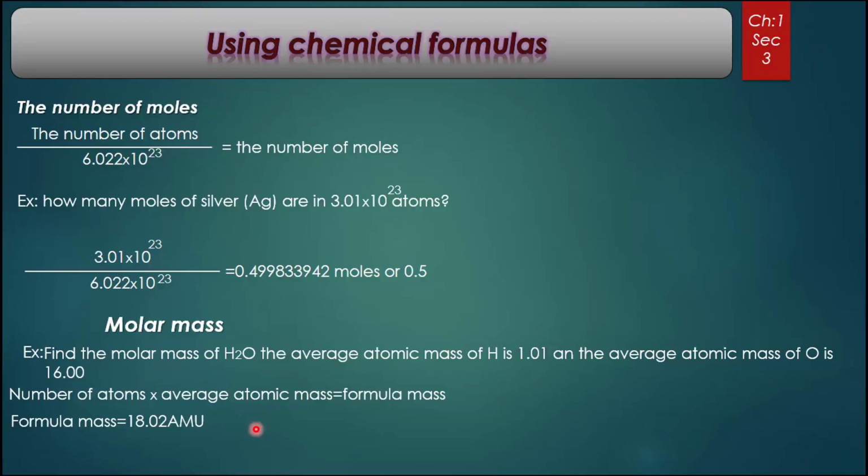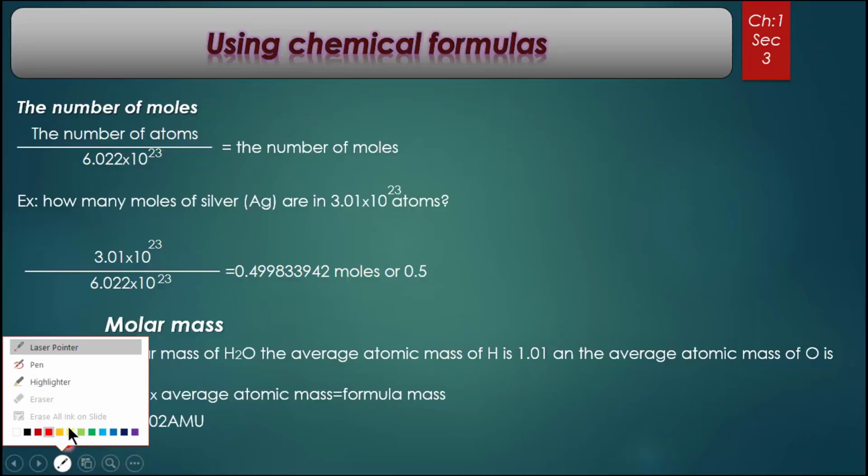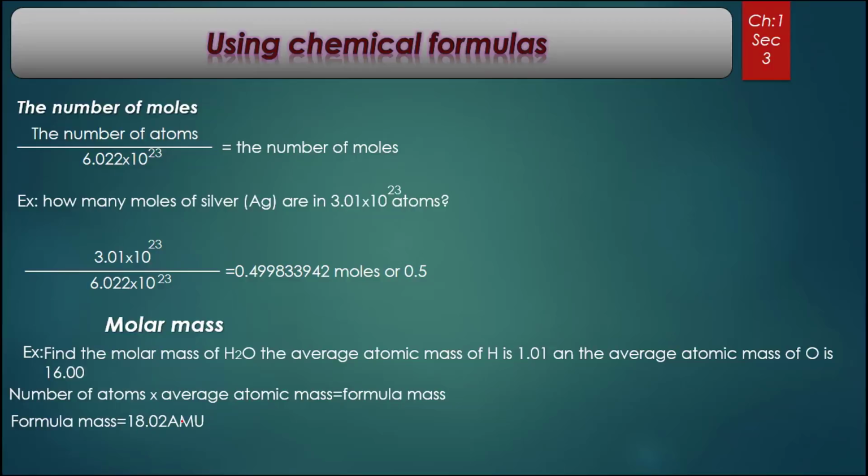So what about the molar mass? How can I find the molar mass? Quite simply, just delete this AMU and make it grams per mole. So 18.02 grams per mole is the molar mass of water, or H2O.